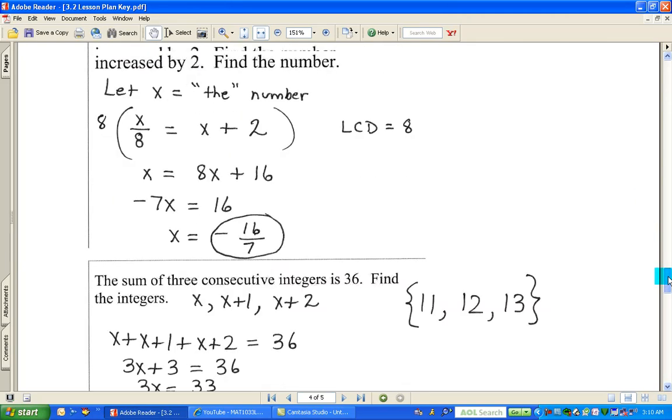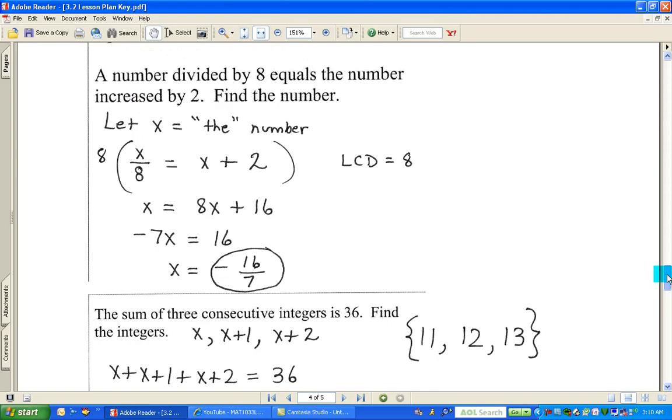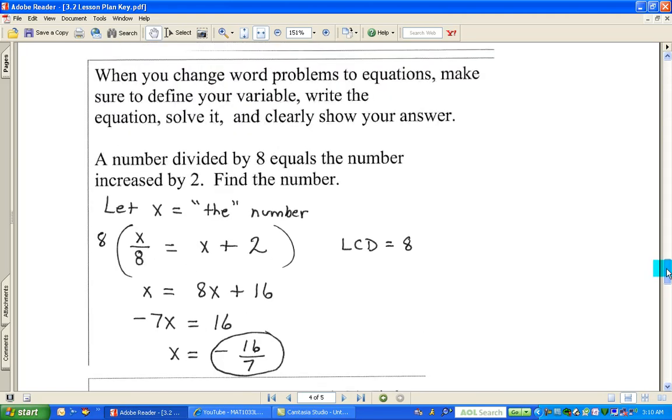Okay, let's look at this word problem right here. Okay, directions are important. When you change word problems to equations, make sure to define your variable. In other words, let me know what the variable represents. Then write the equation for me. Then solve the equation. And then finally clearly show your answer.